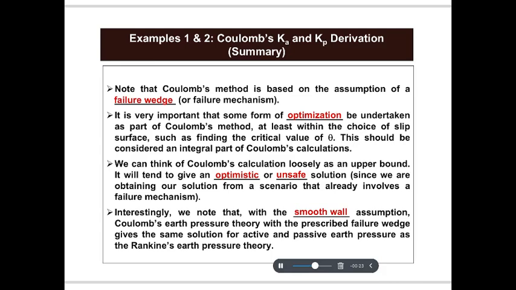We can think of Coulomb's calculation loosely as an upper bound. It will tend to give an optimistic or unsafe solution, since we are obtaining our solution from a scenario that already involves a failure mechanism. Interestingly, we know that with the smooth wall assumption, Coulomb's earth pressure theory with the prescribed failure wedge gives the same solution for active and passive earth pressure as Rankine's earth pressure theory.